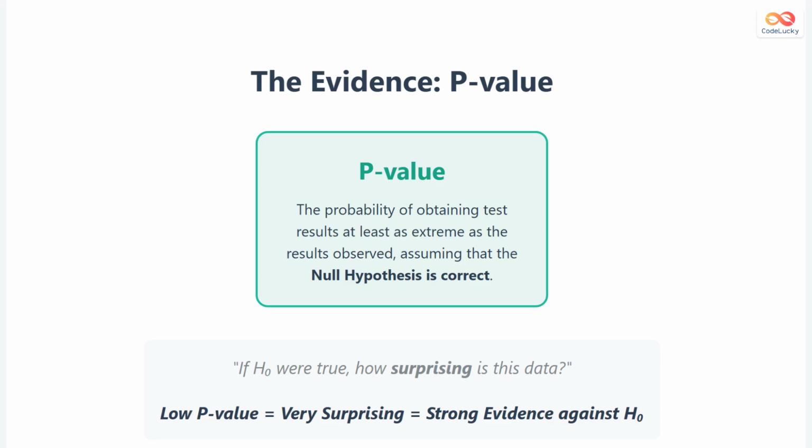Now we run our experiment and calculate the p-value. The p-value quantifies our evidence. It answers a specific question. If the null hypothesis were true, how surprising is this data? A high p-value means the data is common and not surprising. A low p-value means the data is extremely rare and surprising. So, a low p-value is strong evidence against the null hypothesis.